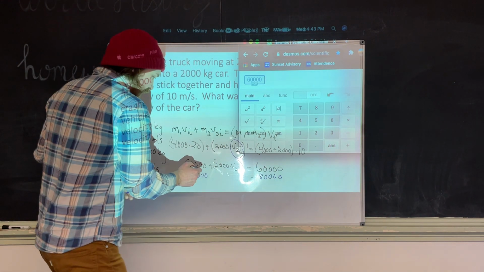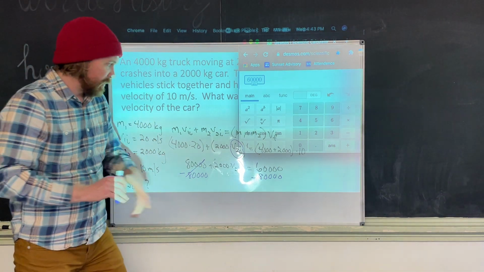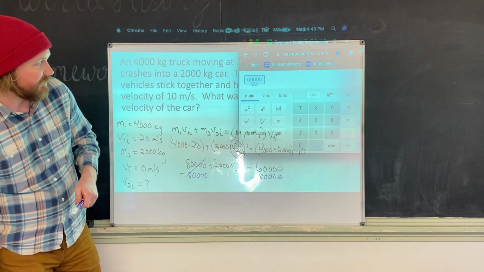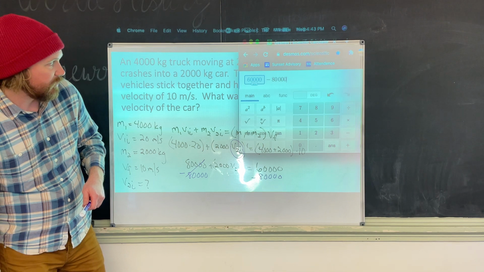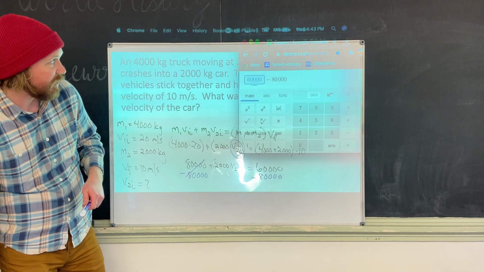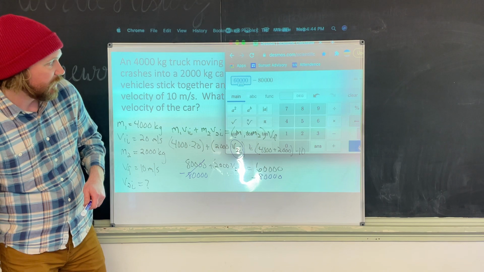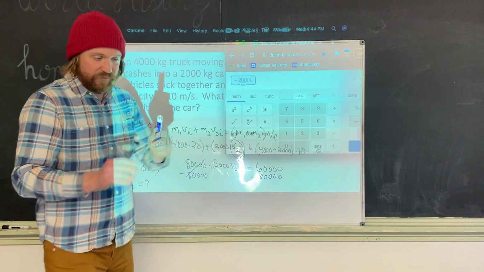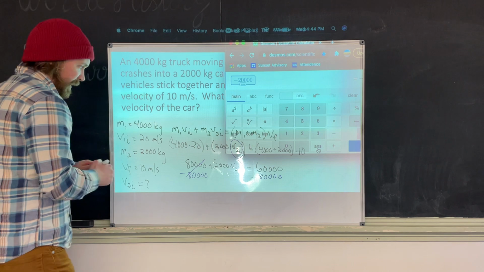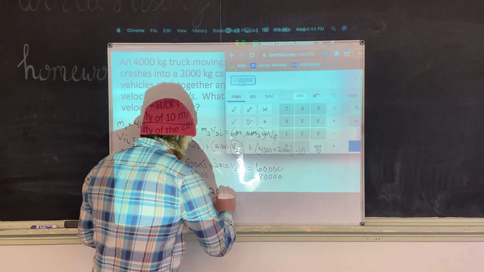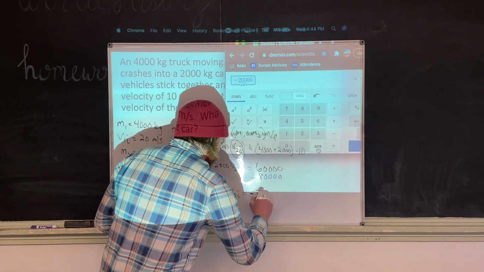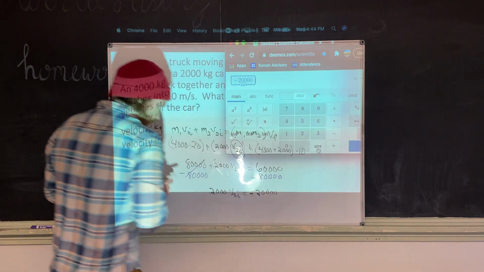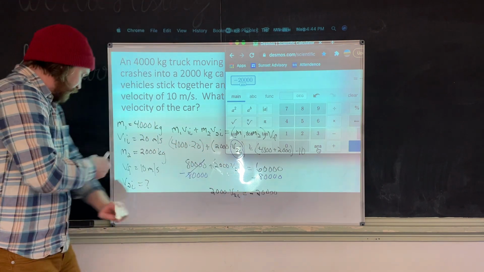80,000 minus 80,000 is 0. And we have 60,000 minus 80,000, equals negative 20,000. Very important. So now look at what we got. Now I have 2,000 times V2 initial is equal to negative 20,000. That negative is going to be super important.